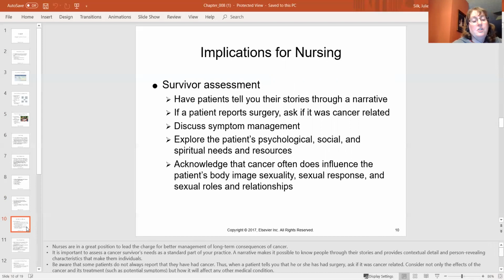Nurses are in a great position to lead the charge for better management of long-term consequences of cancer. It's important to assess a cancer survivor's needs as a standard part of your practice. A narrative makes it possible to know people through their stories and provides contextual detail and person-revealing characteristics that make them individuals. Be aware that some patients do not always report that they have cancer. Thus, when a patient tells you he or she has had surgery, ask if it was cancer related. Consider not only the effects of the cancer and its treatment, such as potential symptoms, but how it will affect any other medical conditions.